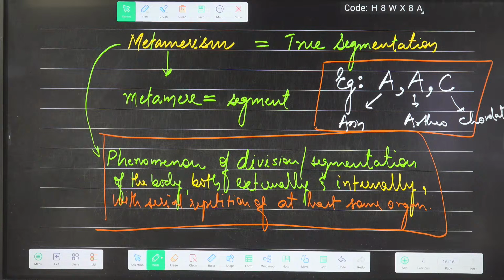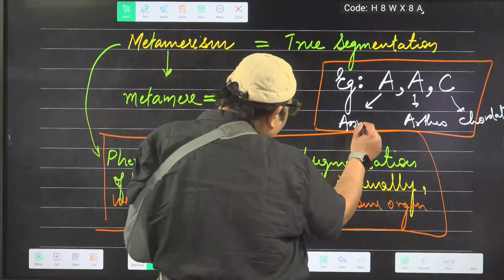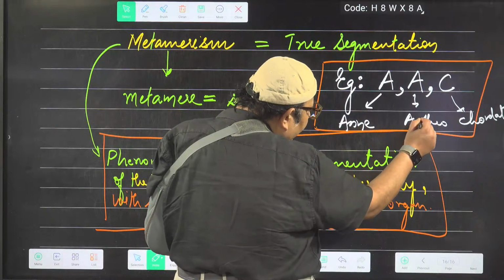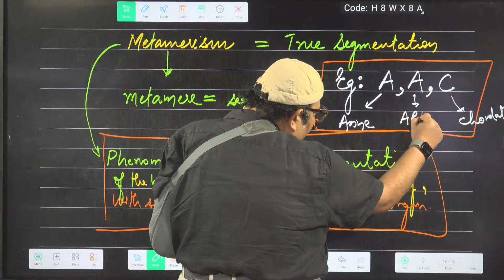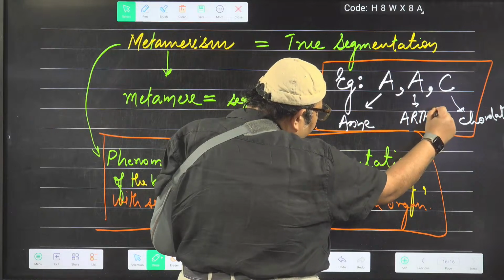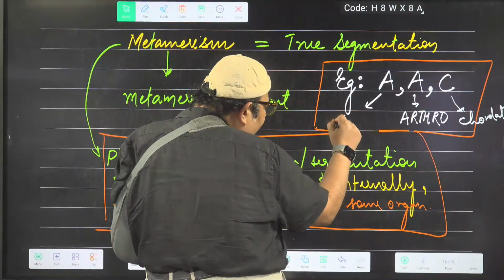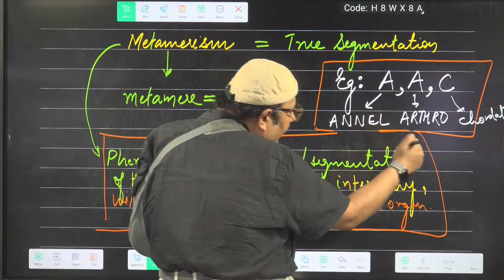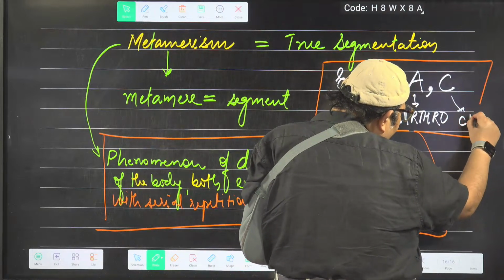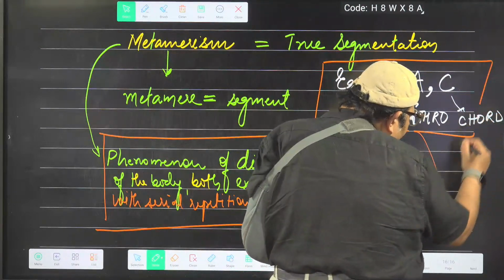Examples: Annelida, Arthropoda, and Chordata. Okay, so here, if you hear me again and again, I am speaking about Annelida, and this one is Arthropoda. I'll write clearly more. Arthropoda, Annelida. This one is phylum Annelida, and this one is phylum Chordata. Phylum Chordata.